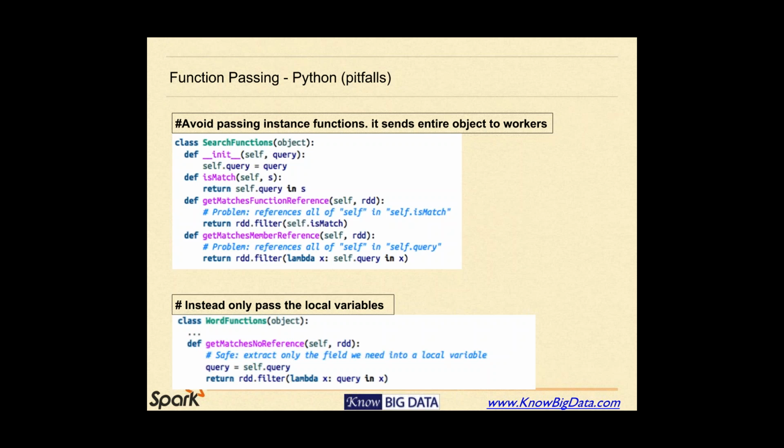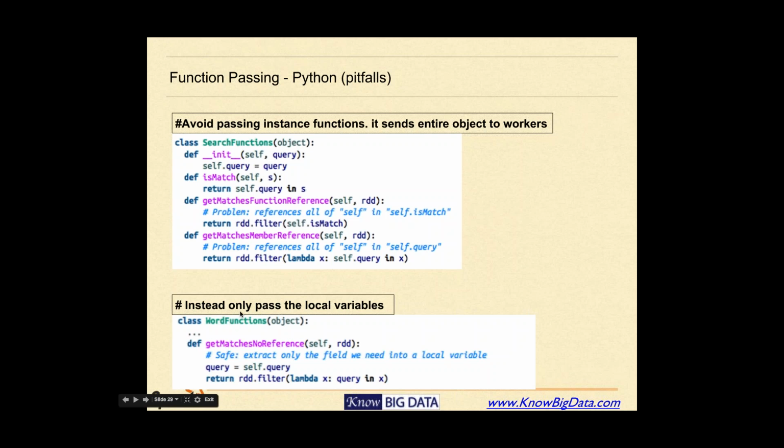Try to keep the two separate. Try to trim down your functions. If you are passing a reference of a function, then try to keep it separate. Do not try to wrap the objects, and do not try to send the instance variables to the functions. So keep that in mind while we are sending it to Spark.